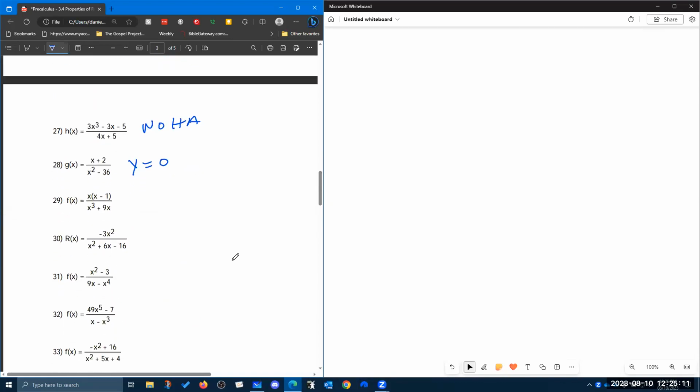The degree of the top in number 29 is 2. The degree of the bottom is 3. Because the degree of the denominator is greater than the degree of the numerator, we're going to have a horizontal asymptote at y equals 0.